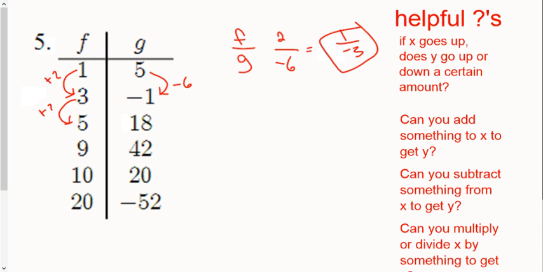So this time we went up by 2. This time, though, we actually had an increase of 19. Well, 2 over 19 does not get us down to 1 over negative 3. Sorry, this is not proportional.